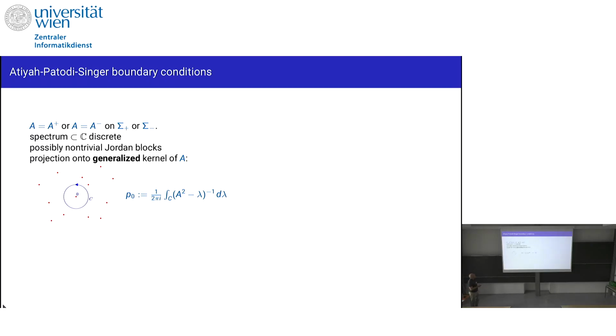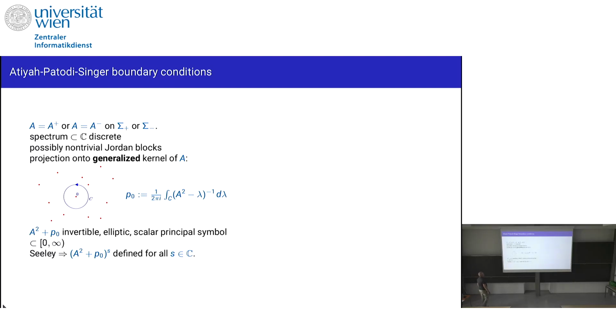First of all, you can define the projector on the generalized kernel. So this is a space on which the operator is nilpotent, and this is by the usual formula. So you take a path encircling the eigenvalue 0 in the complex plane, not encircling any other eigenvalues, and then you take this contour integral and define P0, and that's the projection onto the generalized kernel of the operator A.